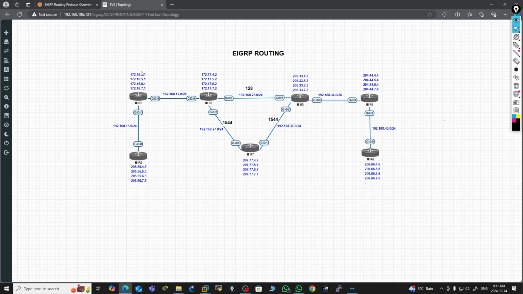I also have loopback interfaces. The one for R1 is 172.16, that's a loopback interface I have for R1, and then R2 is 172.17. R3 is 203.33.